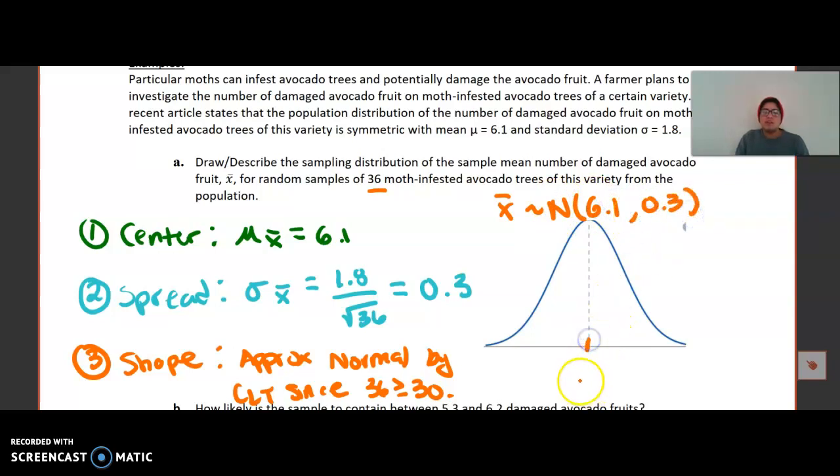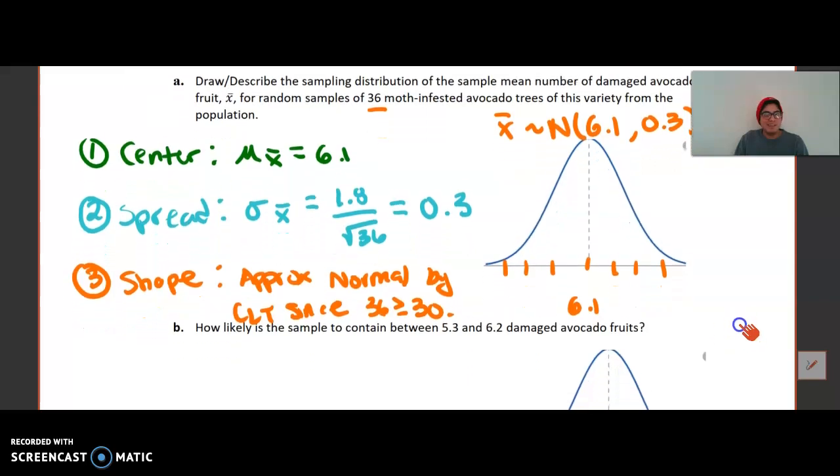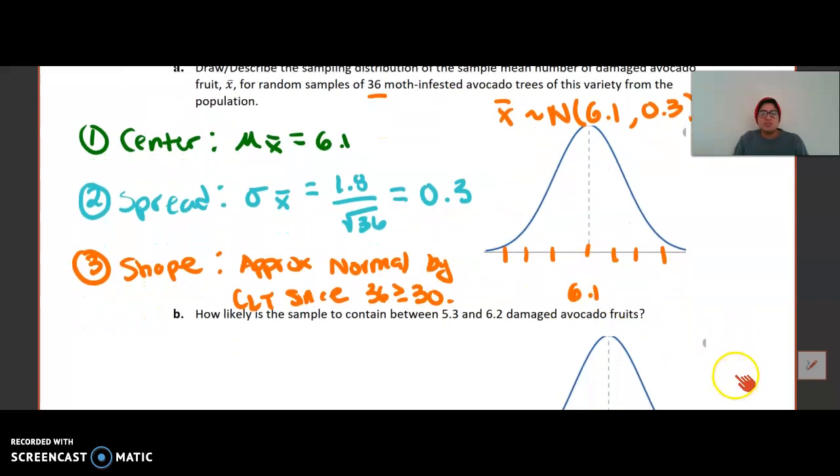So I'd be centered here at 6.1, I'd go up 6.4, 6.7, I'd go down 5.8, 5.5, and 5.2. And I would draw these in normally, but I have not mastered how to do that on this tablet yet. So this is what our sampling distribution is going to look like.